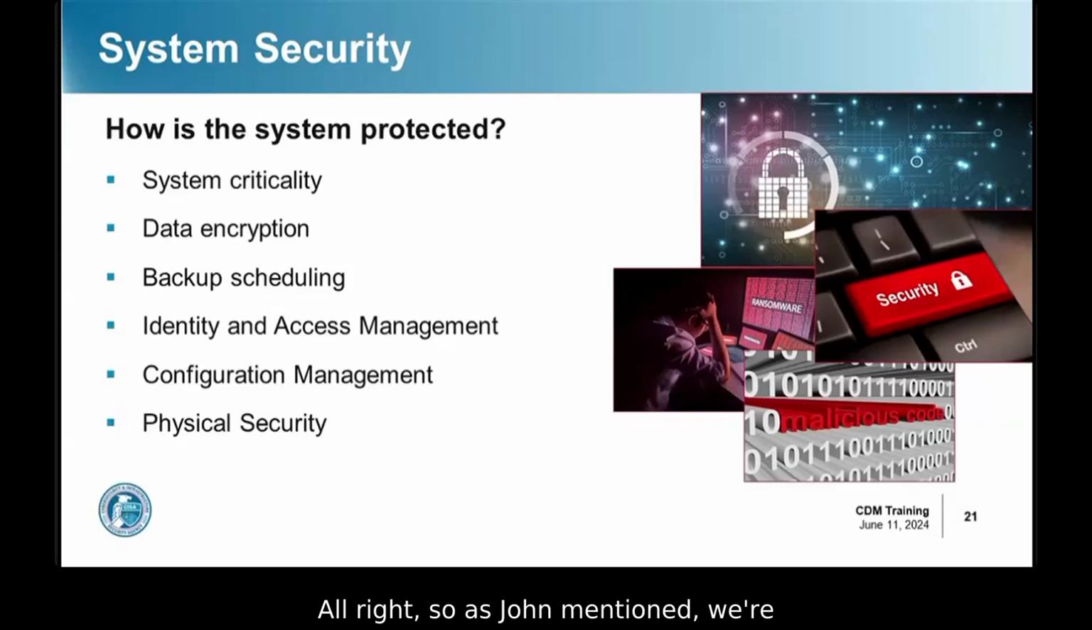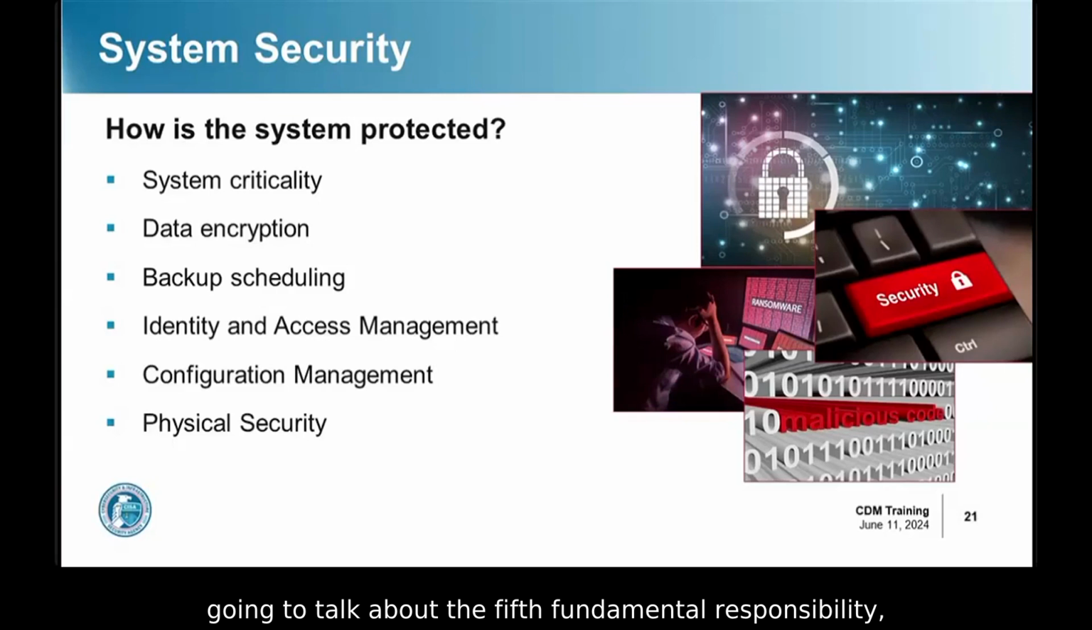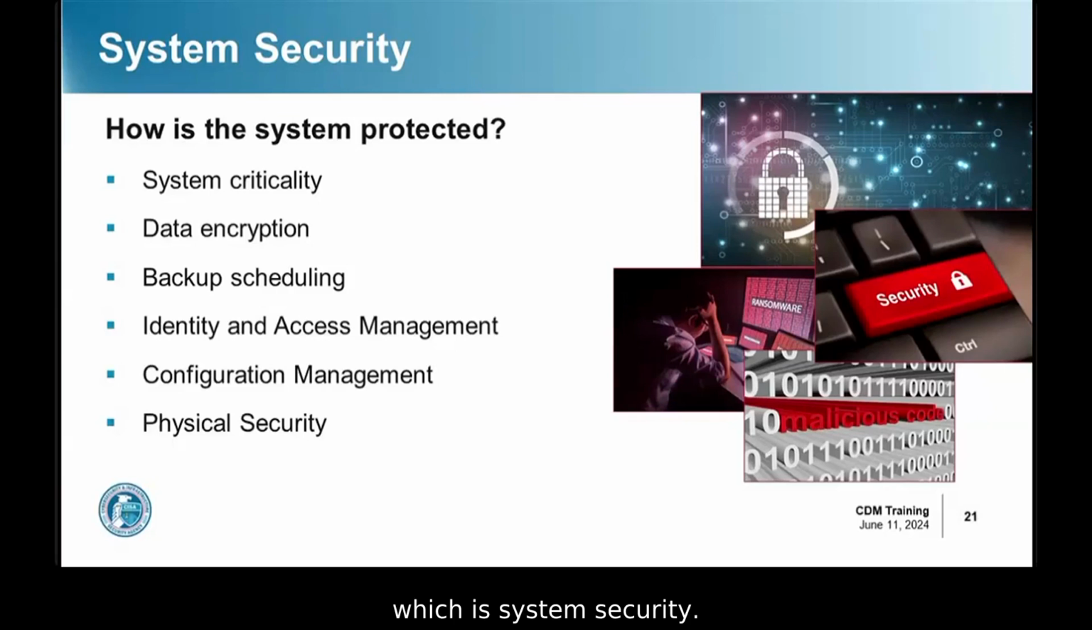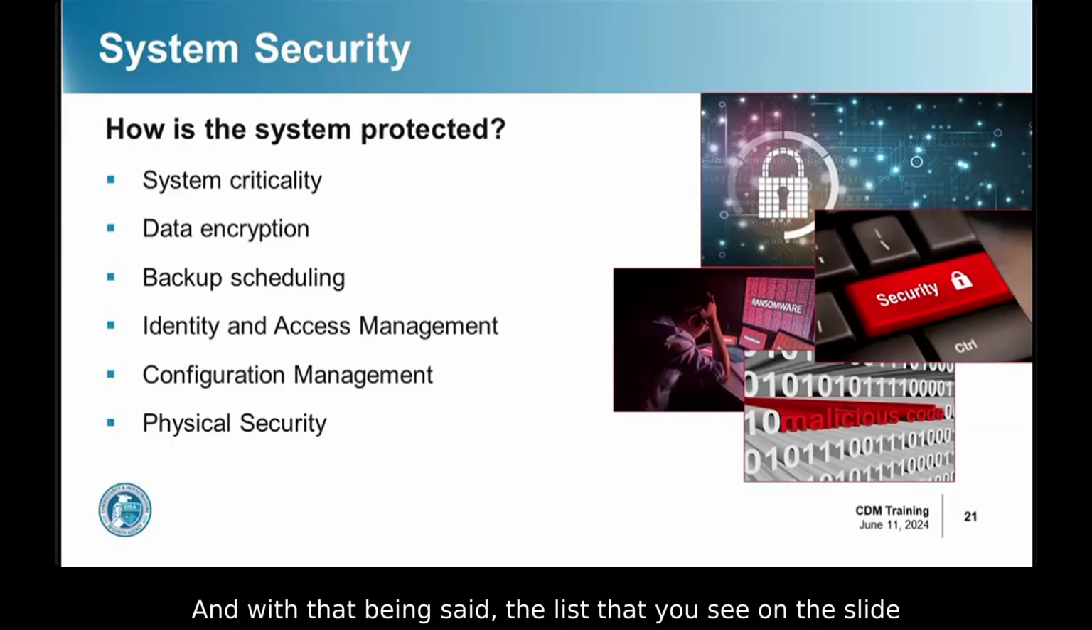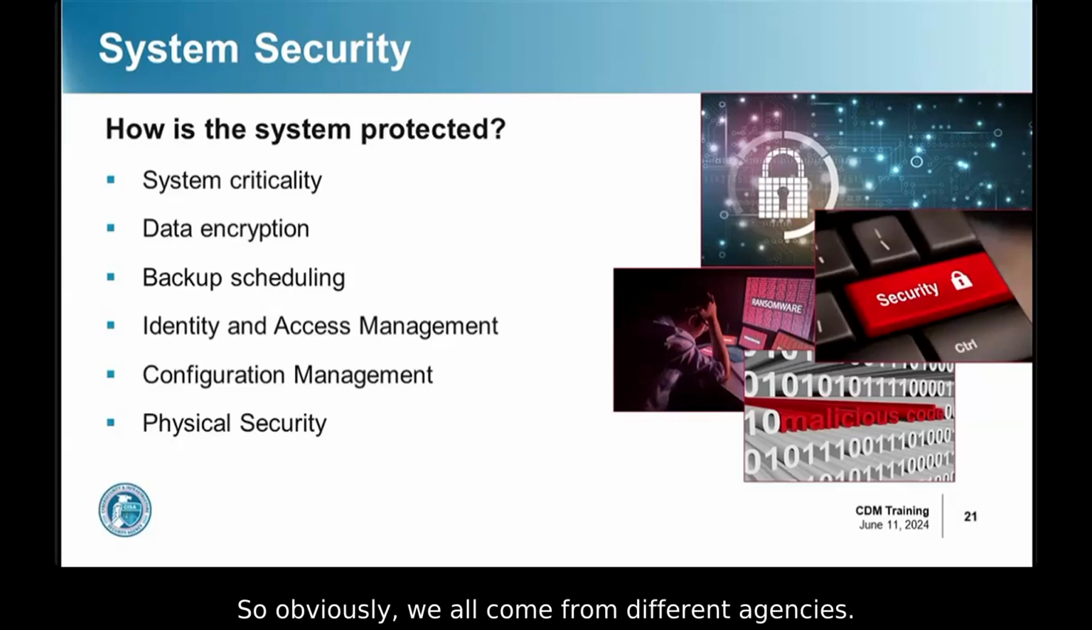All right, so as John mentioned, we're going to talk about the 5th fundamental responsibility, which is system security. And so what does that mean exactly? It's very vague, but as an analyst, you want to know your systems and how to respond to them. And so that's very important. The list that you see on the slide are some of the major protections. Obviously, we all come from different agencies and systems differ in importance, but systems that support key tenets of the mission should be considered critical systems. As I discussed earlier, they may even be designated as HVAs.